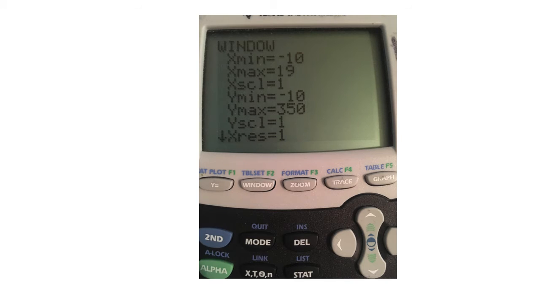Before you graph, you need to set the window. The x and y minimum should both be -10 so that you can see both of the x-intercepts. The x-maximum should be 19 since the semicircle radius is 18, and again you need to see both of the x-intercepts. The y-maximum should be above 300 since the question is asking between what values for the height will the area be greater than 300 feet squared. So we should set it to 350.